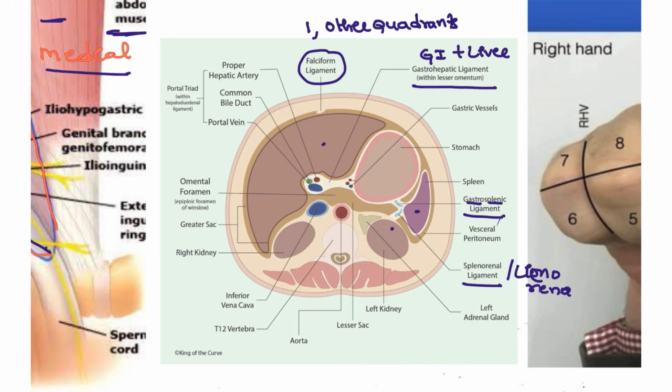Next, the hepatoduodenal ligament. In the hepatoduodenal ligament, there will be the portal triad. What are the portal triad contents? Hepatic artery, common bile duct, and portal vein.